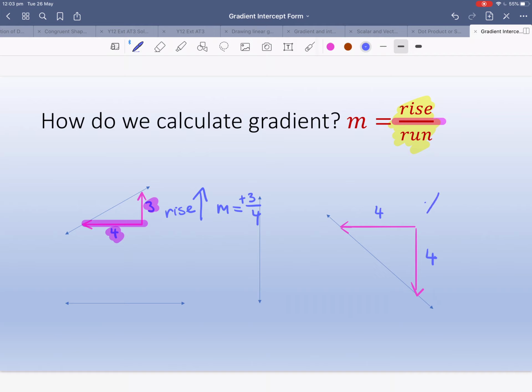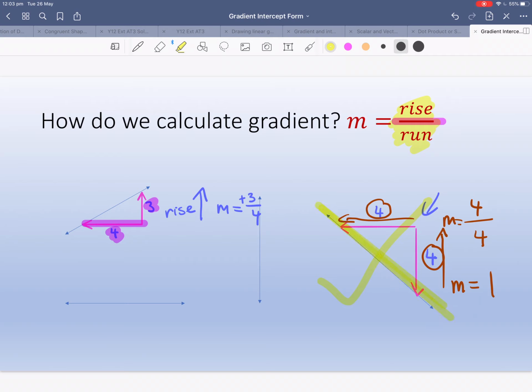Let's look at this one over here. I'm going to use a different color. How much does it rise? Well, it rises, looks like 4. Okay, so I'm going to go gradient equals 4. And how much does it run? Well, it runs the same amount, 4. Now, I can simplify that fraction 4 over 4 to 1. Now, is the line a tick or a cross? It looks like it's a cross. So it's not just going to be 1, it's going to be -1. So really important that we understand this.